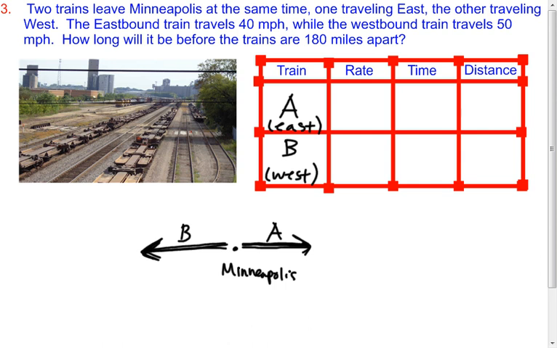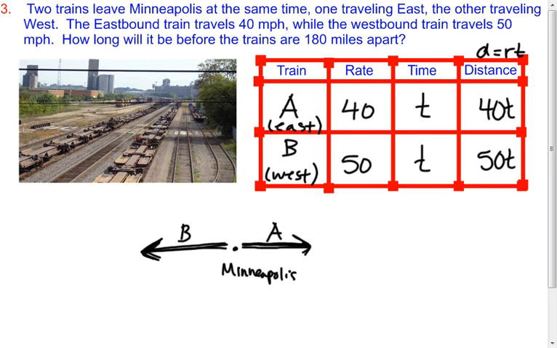Okay? I know that the eastbound train travels 40 miles an hour. I know that the westbound train travels 50 miles an hour. I don't know how long they're each going to be on the road, but they are leaving Minneapolis at the exact same time. So however long they're going to be on the track will be the same for A and the same for B. Okay? Again, distance equals rate times time. So my distance here will be 40 times t, which is 40t. And for train B, it'll be 50 times t, which is 50t.